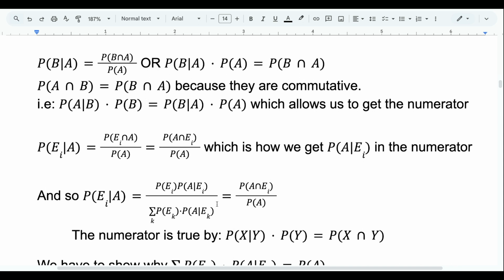That denominator is just going to give us back the probability of A, and the numerator is the probability of the intersection.